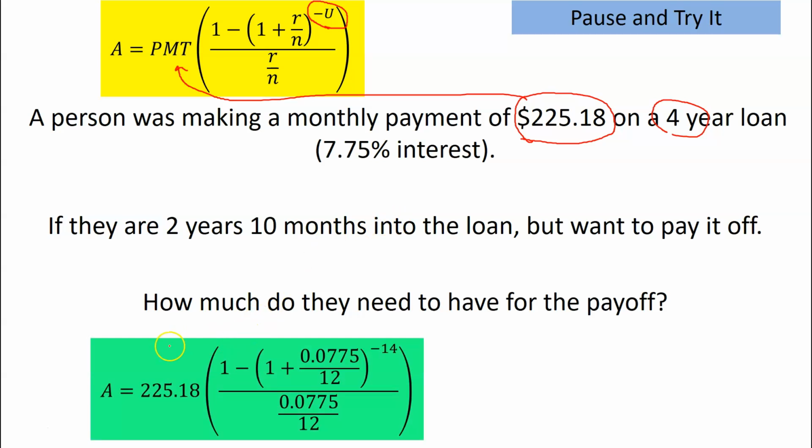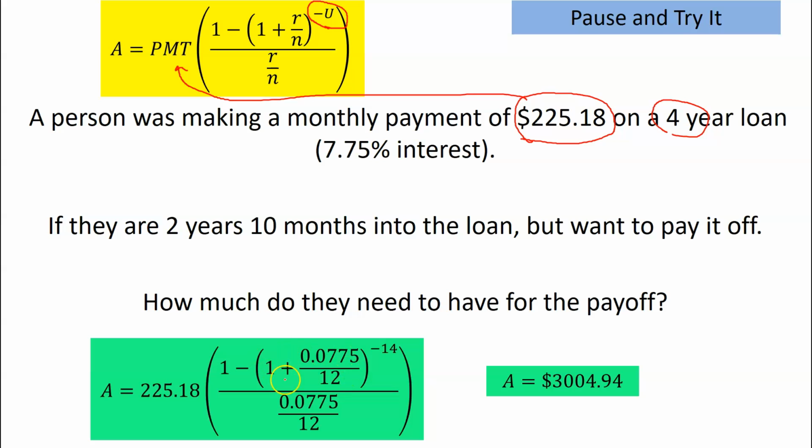All right, so here it is filled in. And again, there's that 14 payments. You're going to have to figure that out every time, how many payments are left. And it should end up being that they need to walk into the bank with a check of $3,004.94. If you didn't get that, play with your machine, play with your calculator until you get it.